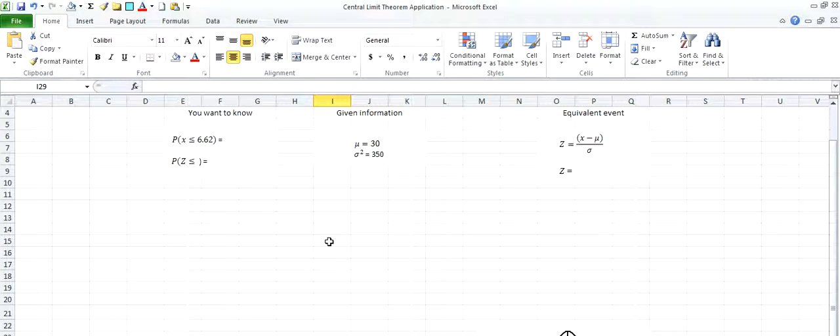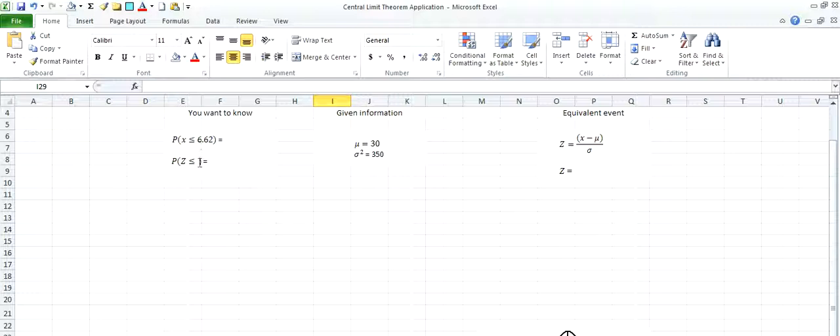For example, in this case, let's say you have the information that a retail chain, rather, has a mean sale figure, daily sales figure of $30 million and the variance of $350 million. You know this information is given to you. Now you want to compute what is the probability that in a randomly selected day the sales figure is going to be less than $6.62 million. So how are you going to do it?